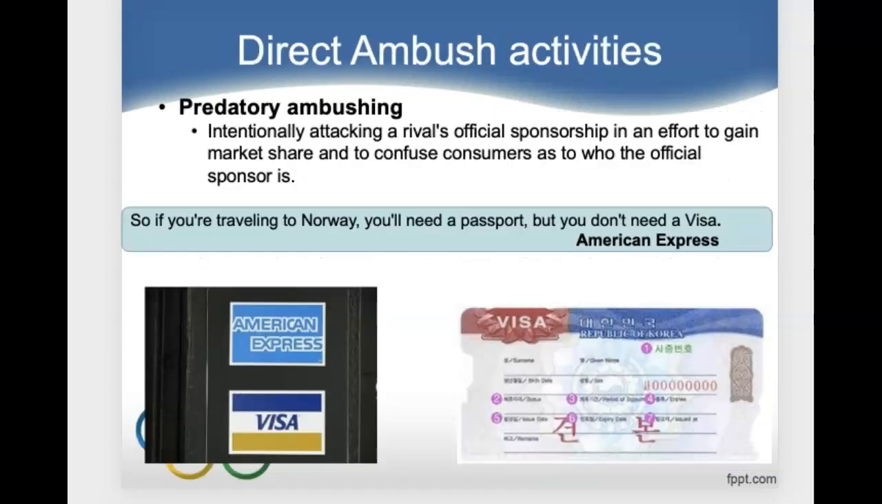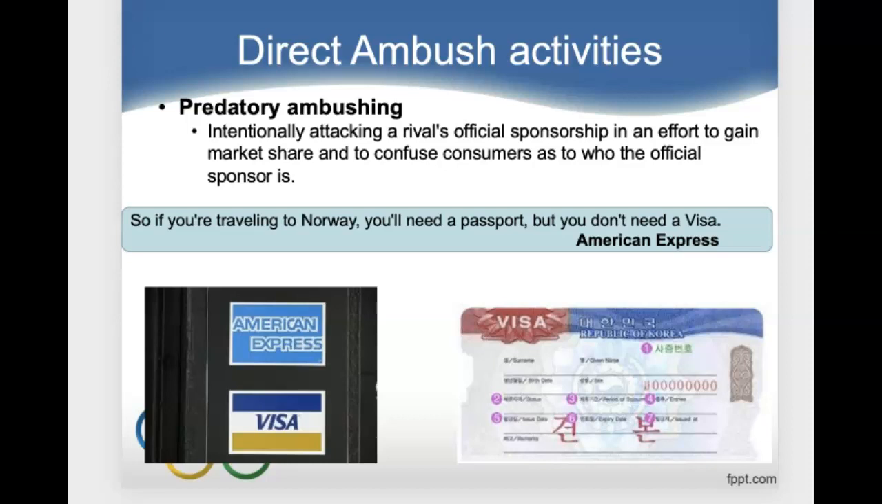For the direct ambush marketing strategies, there is something called predatory ambushing. Predatory ambushing is when ambush marketers really target the official sponsors and try to confuse customers. Customers are really confused about who the real sponsors of these events are. One of the examples is the 1994 Winter Olympic Games that took place in Lillehammer in Norway. American Express was not the Olympic sponsor, but Visa was.